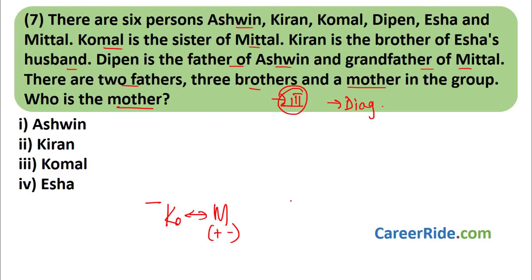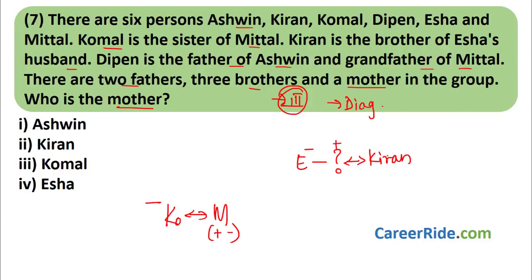Okay, next. Kiran is brother of Isha's husband. So, Isha has a husband. So, Isha is female. Isha is the wife. We do not know who that person is, but he is male. That we know. And brother of the husband is Kiran. Right. Now, what have they given?